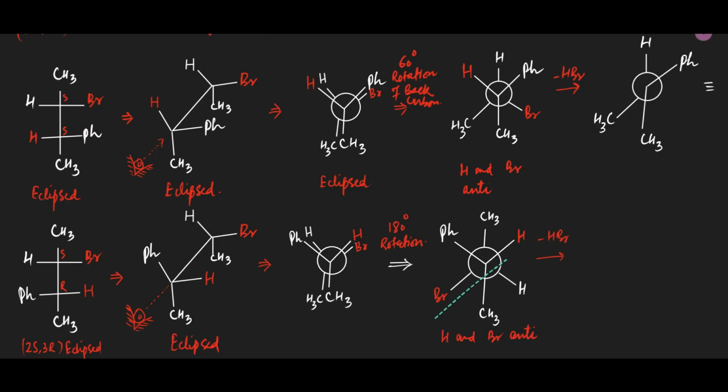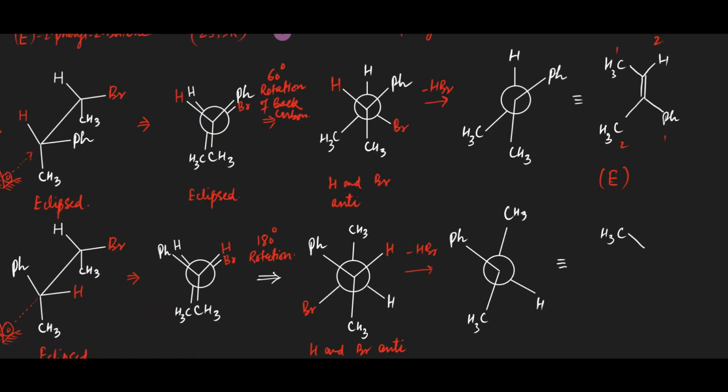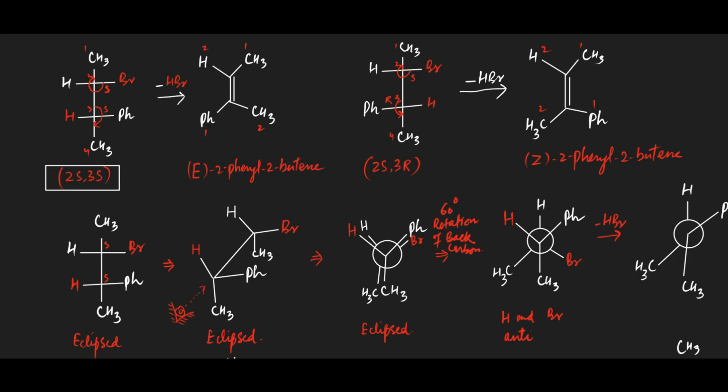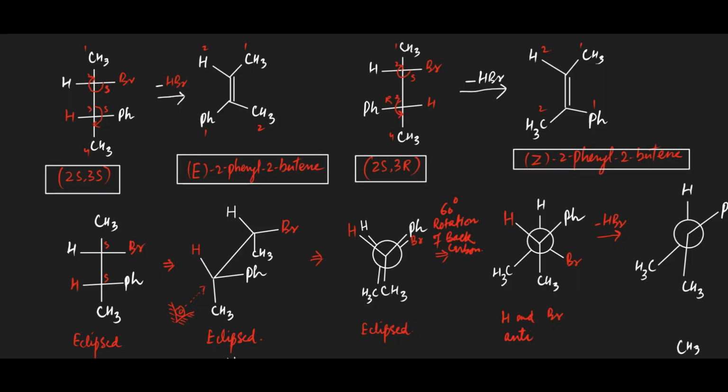Remove the HBr molecule. We now get this product, in which phenyl and methyl are on same side, and methyl and H are on same side. Redraw this molecule, and check out that this turns out to be Z-alkene, as the similar priority groups are on the same side across the double bond. Thus, the isomer with 2S3S configuration gives E-alkene as product after E2 elimination, and the isomer with 2S3R configuration gives Z-alkene as product after E2 elimination. Thus, this proves that E2 elimination is stereospecific.